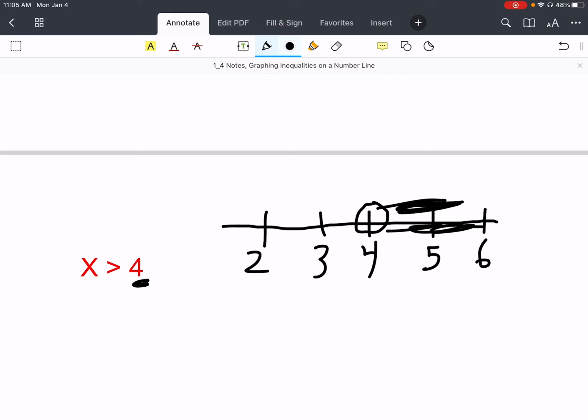So I'm shading over here. I could use like a highlighter if I really want to. And this implies that my shading would extend all the way to infinity as long as the numbers are bigger than 4.